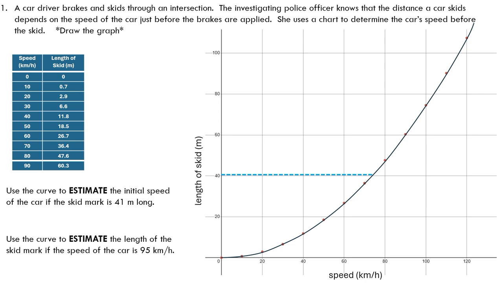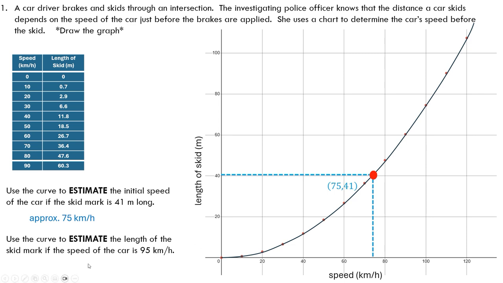At this point, we head down, we draw a straight line down here until it reaches the x-axis, and we can see that at 41 meters of a skid mark, the speed must have been approximately 75 kilometers per hour. So there's our first answer.